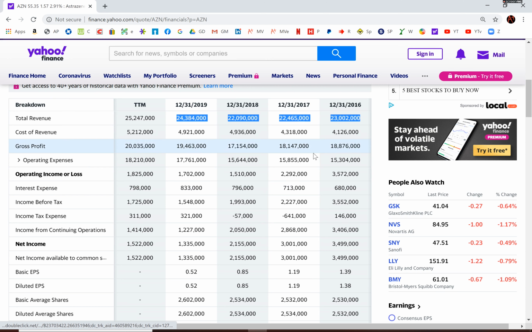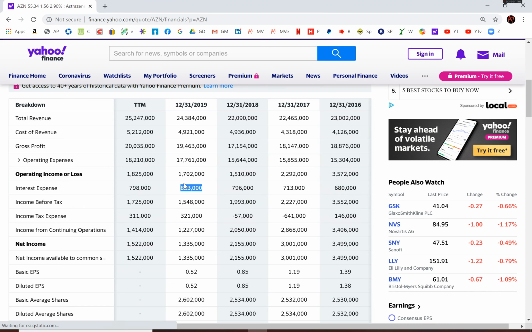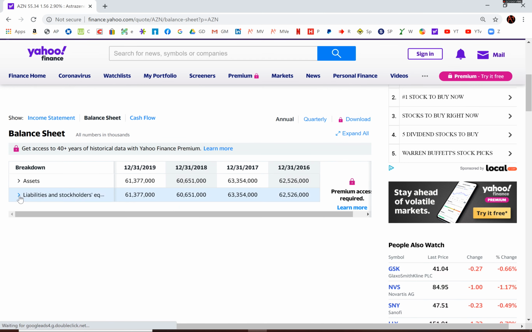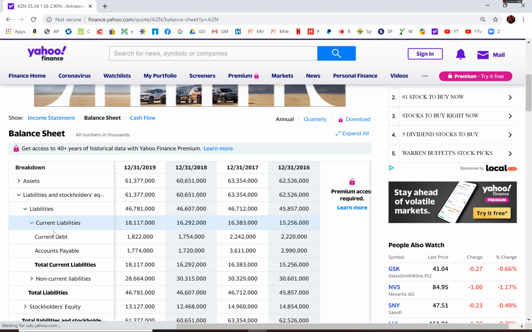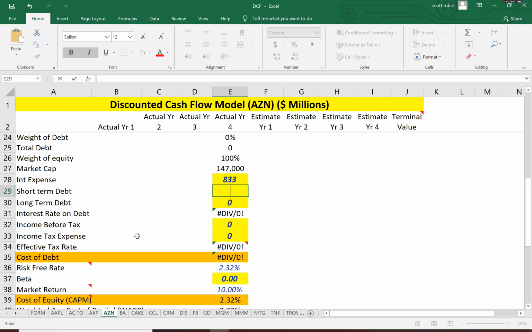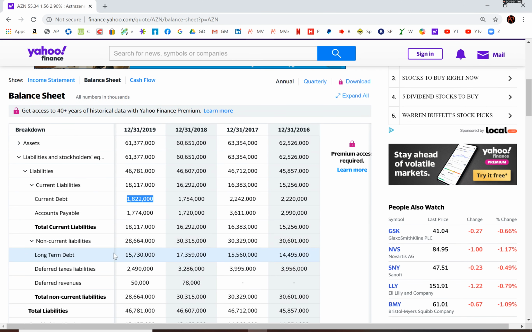by looking at the interest they pay on their bonds and the cost of the debt. So they pay $833 million of interest expense on the income statement. Now let's see how much debt they have. Current debt is debt due within 1 year, and that's 1.8 billion. Long term tends to be a lot higher, and that's 15 billion.